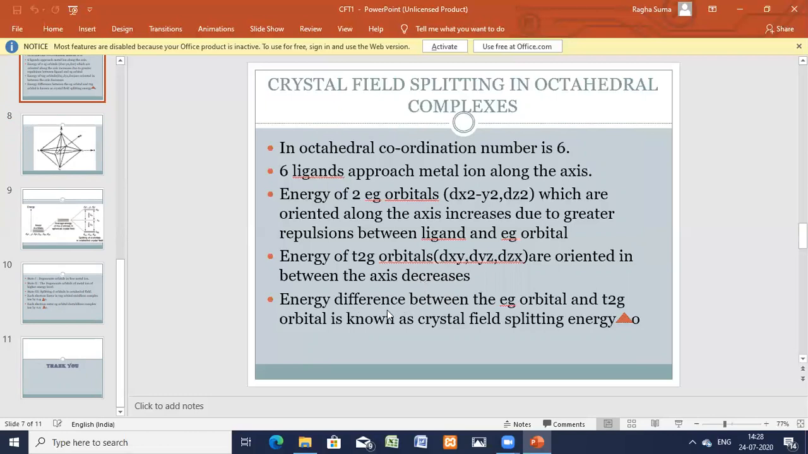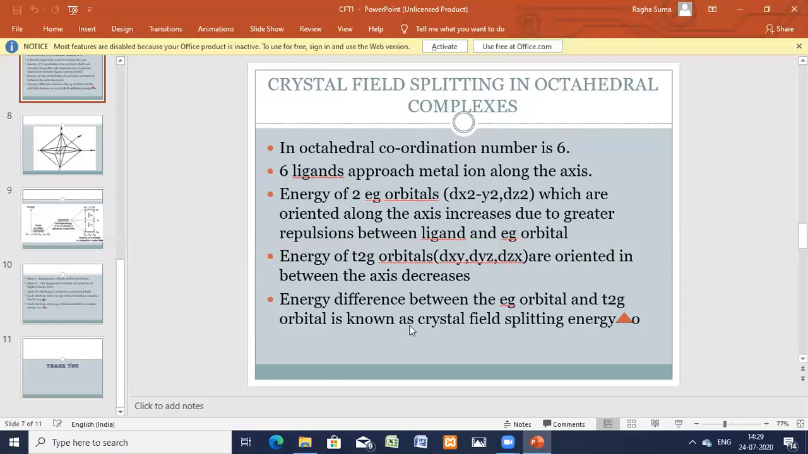The energy difference has come for the d orbitals. Actually, they are degenerate orbitals. As the ligands are approaching, one set is experiencing more repulsion and more energy. The other set is experiencing less repulsion and less energy. Therefore, energy difference has come between them. So there is a splitting of the orbitals, eg and t2g. Therefore, they have split into 2 sets. One is the t2g set, the other one is the eg set.